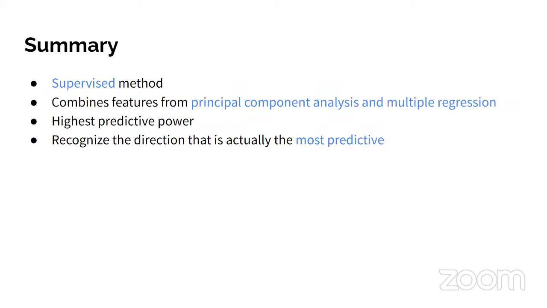So the summary of PLS here is that it is a supervised method. It combines features from both principal component analysis (PCA) and linear regression. It has the highest predictive power. And what happens is it can actually capture the direction of data, the eigenvectors and eigenvalues I was talking about. And if you also include the labels, it can capture the higher dimensional data well in lower dimensions. Okay. And that's it for today. After this, we can move on to coding.